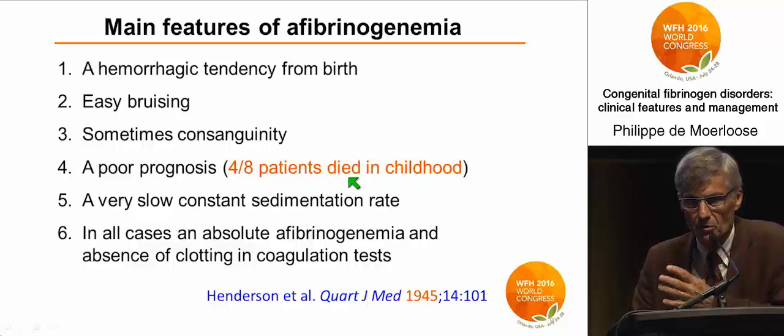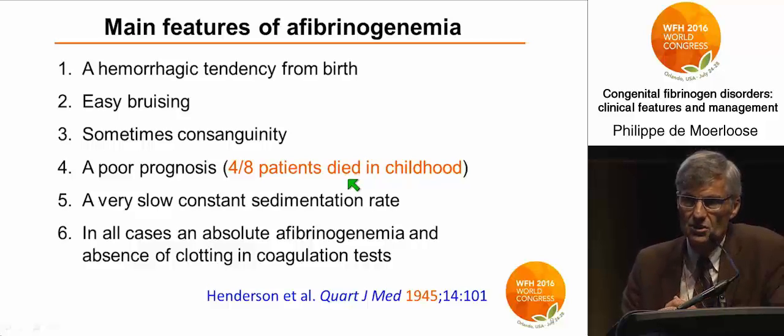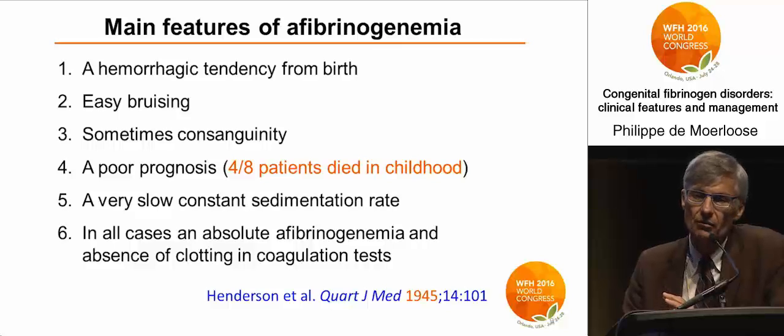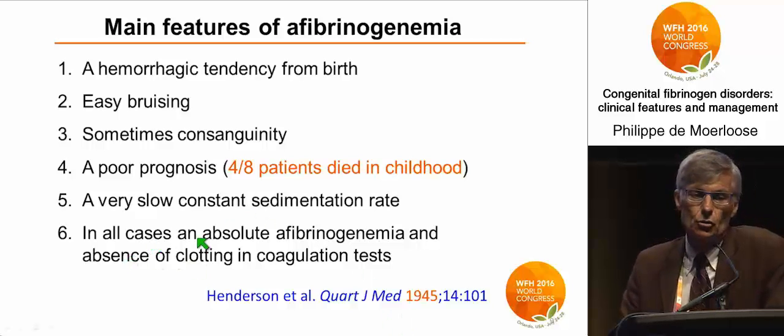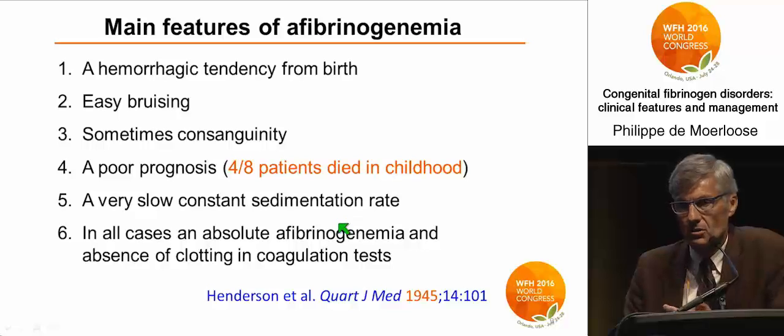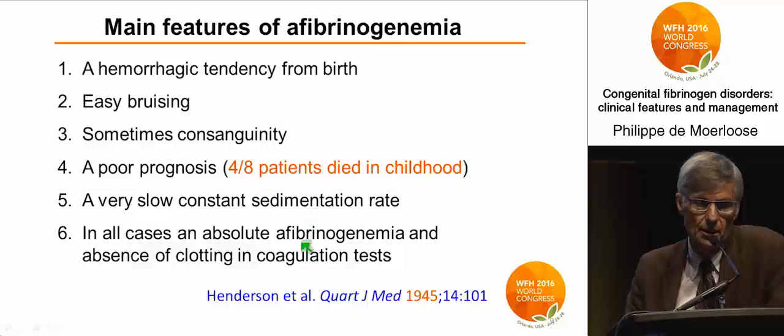Sometimes people say afibrinogenemia is a relatively mild disorder. It's wrong. In some families, it's just a devastating disease. In other families, you have total lack of fibrinogen without any symptom, which is very difficult to understand. You have clear deficiency, no fibrinogen produced, and very, very mild manifestation, even no manifestation at all. A very slow sedimentation rate, because red cells and fibrinogen are the 2 components of the sedimentation rate. And in all cases, an absolute afibrinogenemia and absence of clotting in coagulation tests, which still remains true.